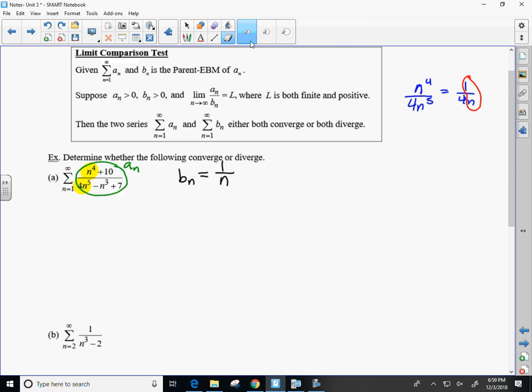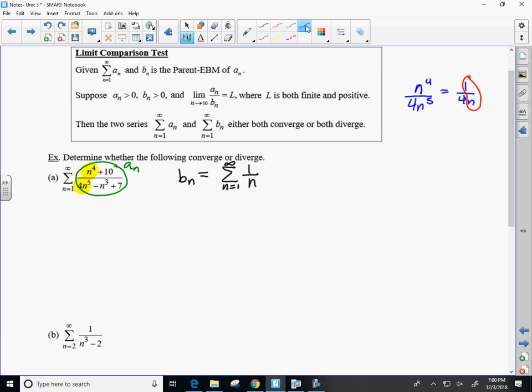I keep doing that. I want to put the summation symbol in there. So let me just give it a little wiggle room. All right. So again, in this case it's the first two terms, but the terms with the highest power, top and bottom, divide it. Drop any coefficients, and you have the parent EBM. So if it was like 8 n to the 5th, still be 1 over n? Yes. All right. So now what I need to do is find the limit.